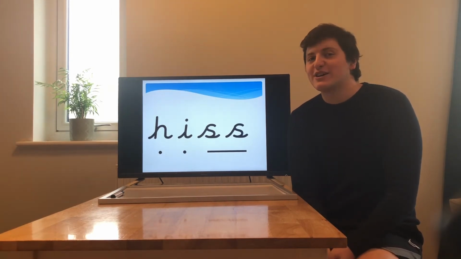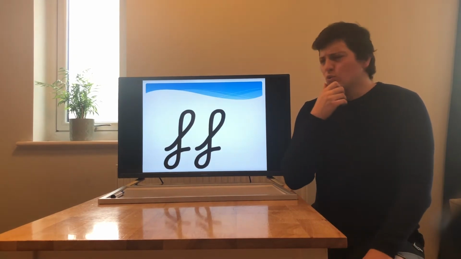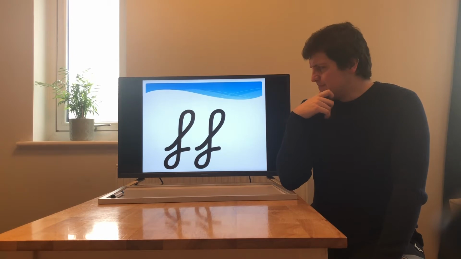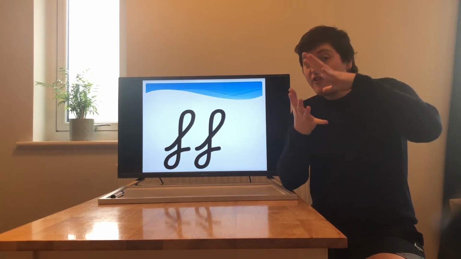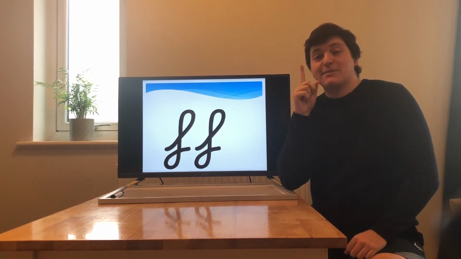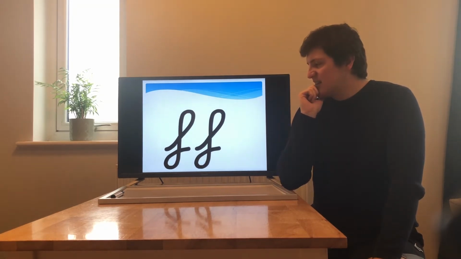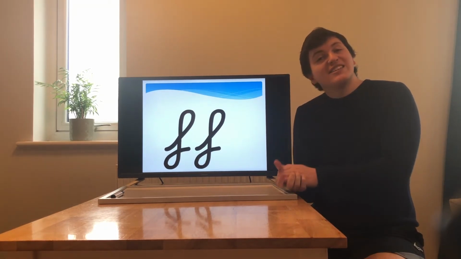Should we have a look at another digraph? Ooh, now remember this one doesn't always look great on my computer. But they're two. And remember there are two letters that make one sound, so it is a digraph, even when it's the same letter. And together they make the sound as well.